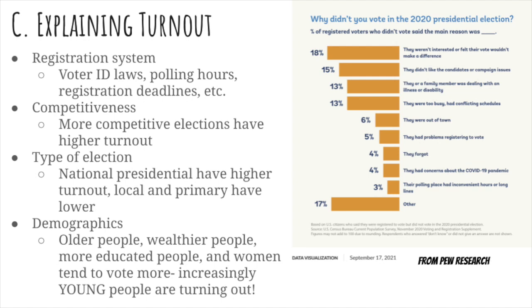Another aspect that can help to determine voter turnout is how competitive the races are. If the races are not very competitive, if the districts are super gerrymandered, and it's almost a foregone conclusion that the Republican candidate or the Democratic candidate is going to win, people don't show up if they don't think their vote's going to matter. Another factor is obviously the type of election. In the last slide, we talked about presidential elections have the highest turnout, local elections have the lower turnout.